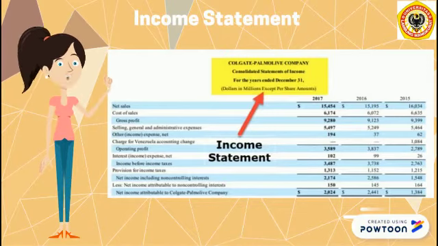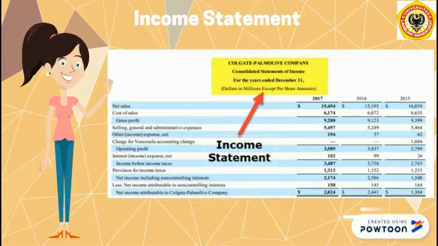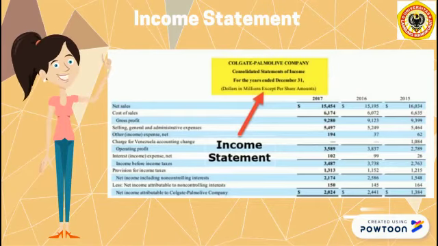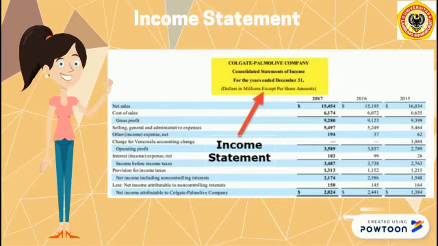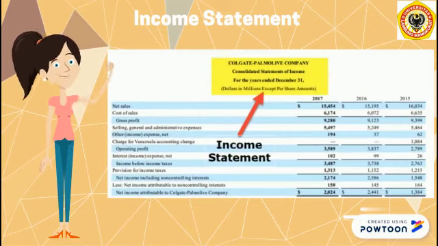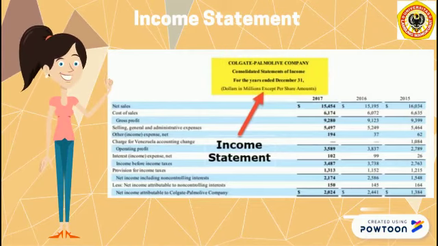How does the income statement work? It starts with the gross sales or revenue. Then we deduct any sales returns or sales discounts from the gross sales to get the net sales. This net sales figure is what we use for ratio analysis. From net sales, we deduct the cost of goods sold and we get the gross profit.